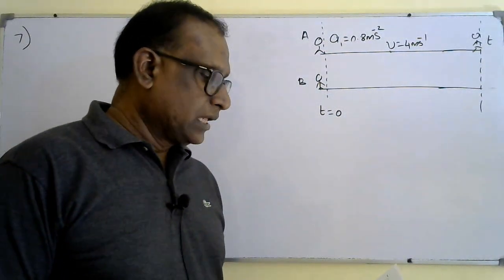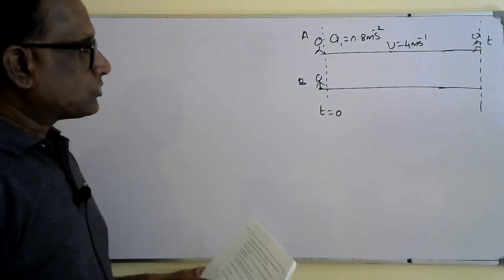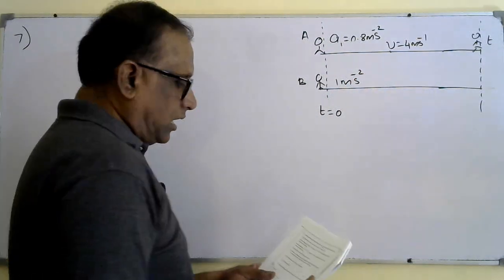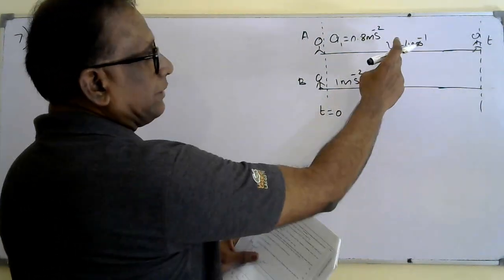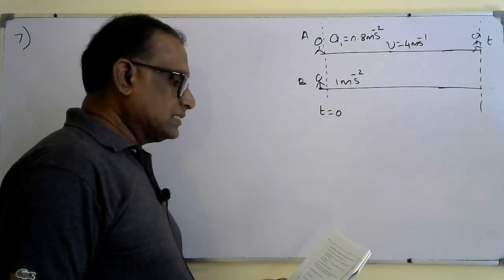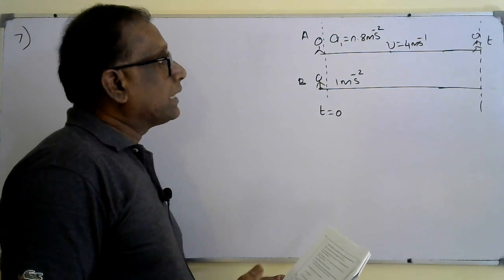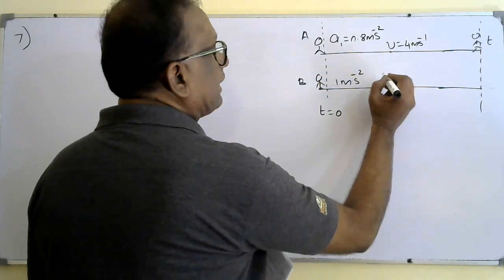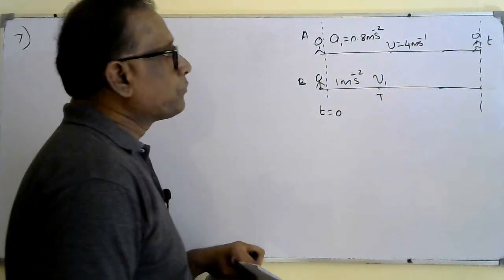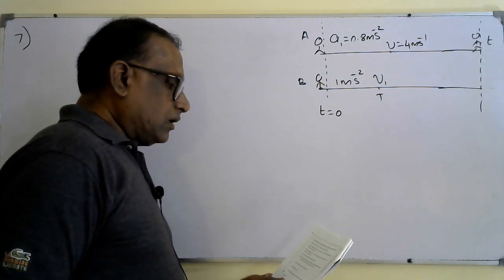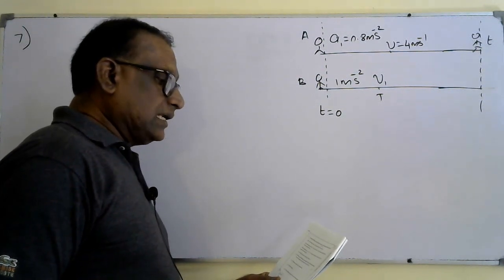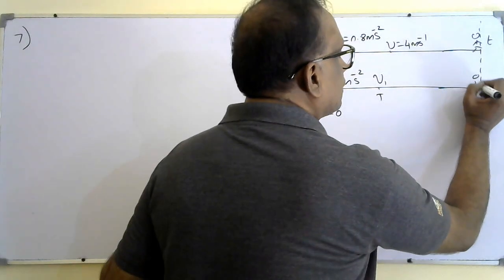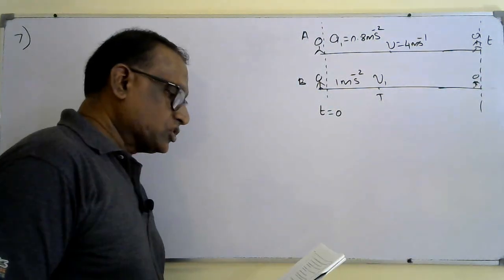Beth accelerates at 1 meter per second squared, greater than Ajas, for time t seconds. Here the time is not given, for how long she is accelerating. They gave the velocity gained by Ajas, 4 meter per second. But for Beth, she is accelerating for time t and would have gained a velocity v1. And then she maintains a constant speed until she crosses the finish line. Same speed v1, that speed also we don't know.